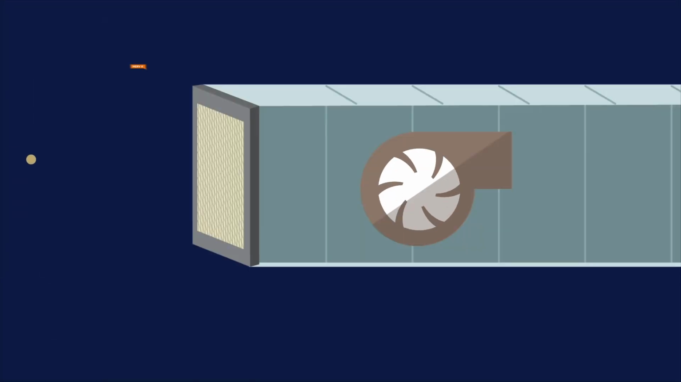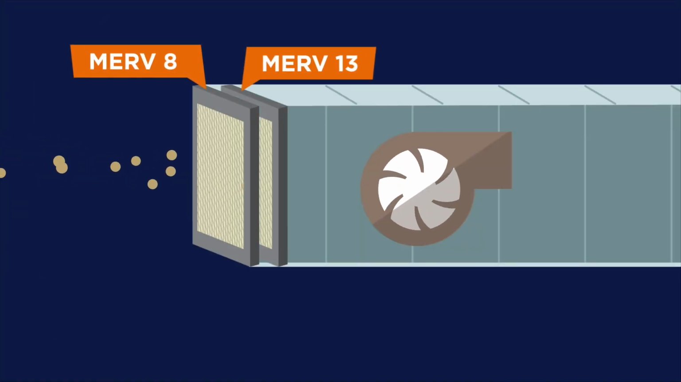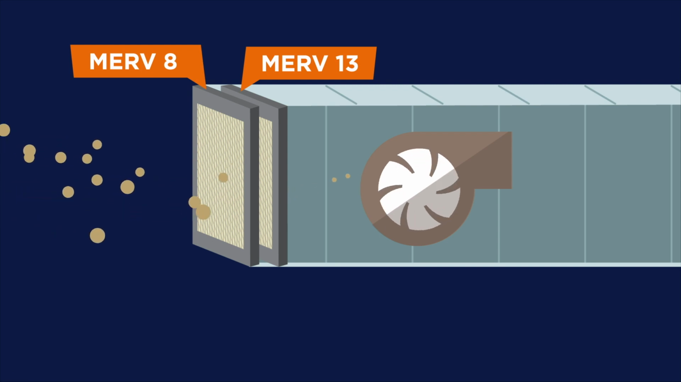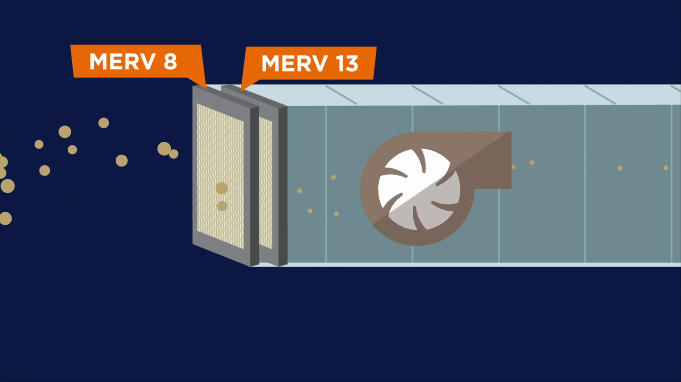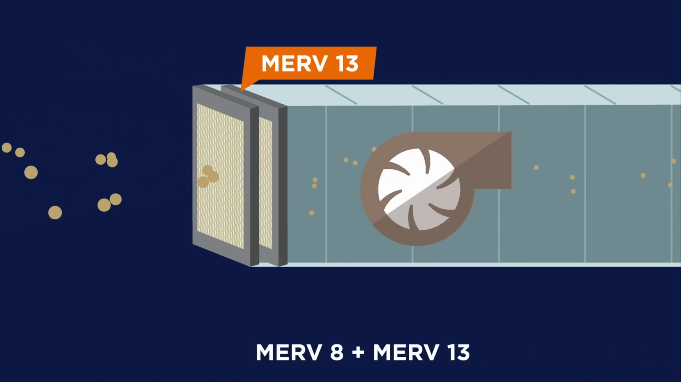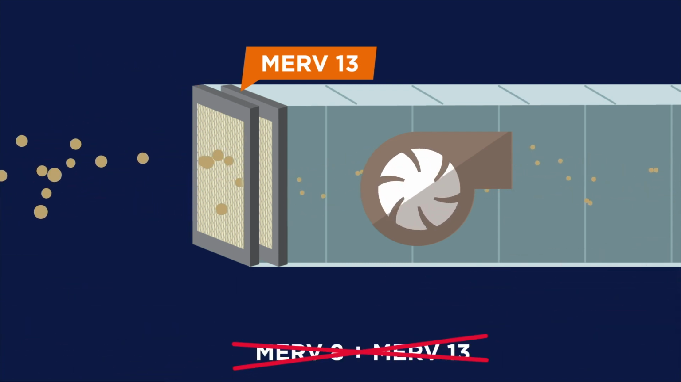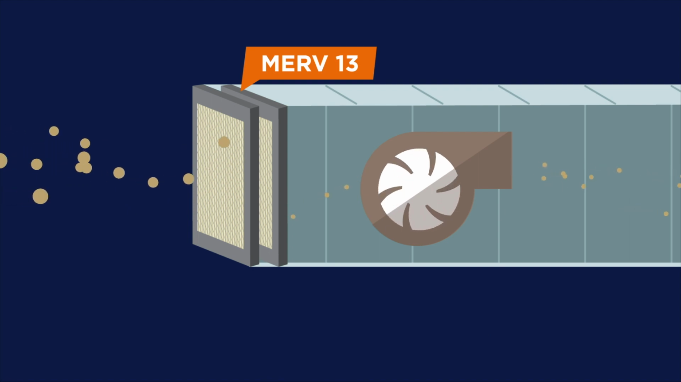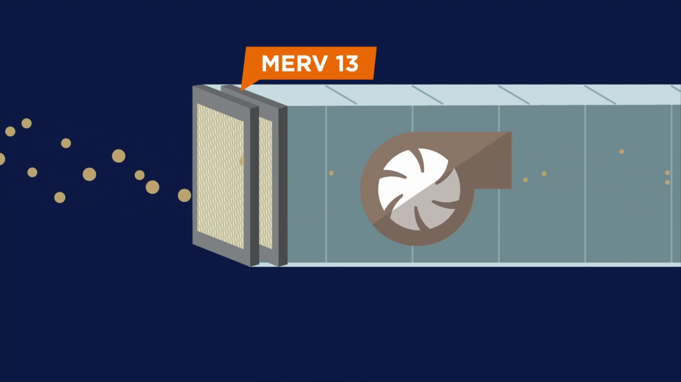Note that some HVAC systems are designed to use multiple filters in a series. In this case, the MERV rating of the system is the MERV for the filter with the highest rating. The MERV ratings do not add together. Only use multiple filters in a series if your system is designed to do so.